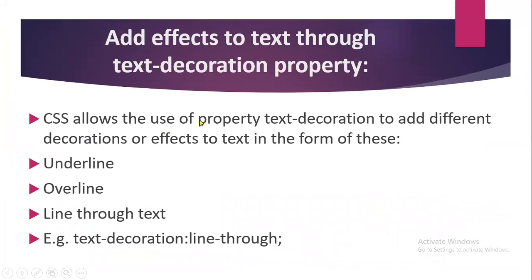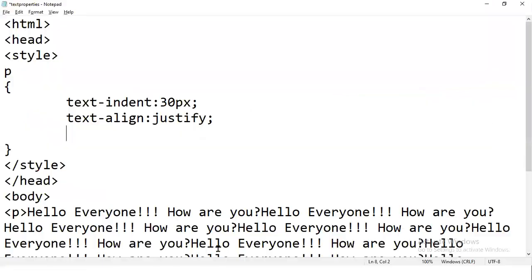CSS allows the use of the text decoration property to add different decorations or effects to the text in the form of underline, overline, and line through. Or if you don't want any kind of text decoration, you can set the value equal to none. How are you going to do this? You will write the text decoration property, then colon, then its value like line through, overline, underline, or none. How can we do this in the code?